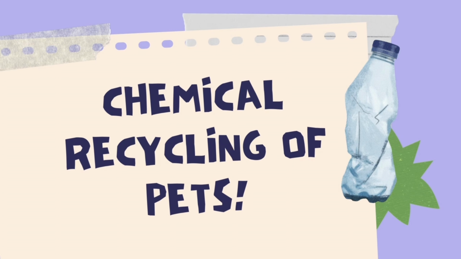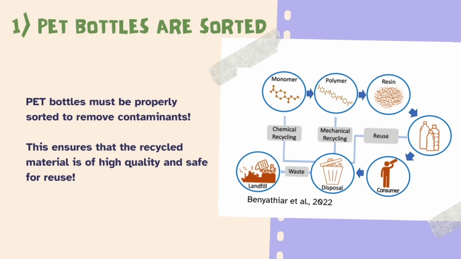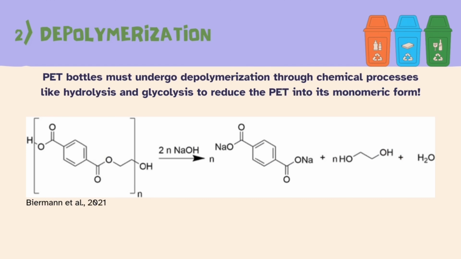But don't worry, today I'm going to show you how to be a responsible pet parent by making better recycling and sustainability choices. First, let's dissect what happens when we chemically recycle PET. PET bottles are first properly sorted to remove contaminants. Before PET can be recycled, it must be properly sorted to remove contaminants like non-PET plastics, leftover liquids, and absorbed chemicals, ensuring the recycled material is high quality, safe for reuse, and keeps the plastic in the circular economy.